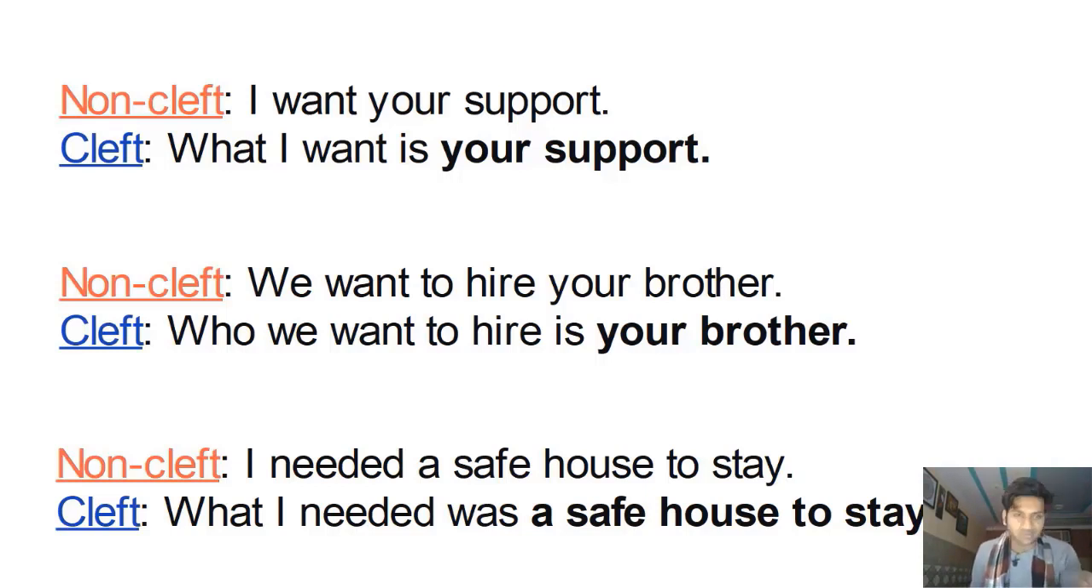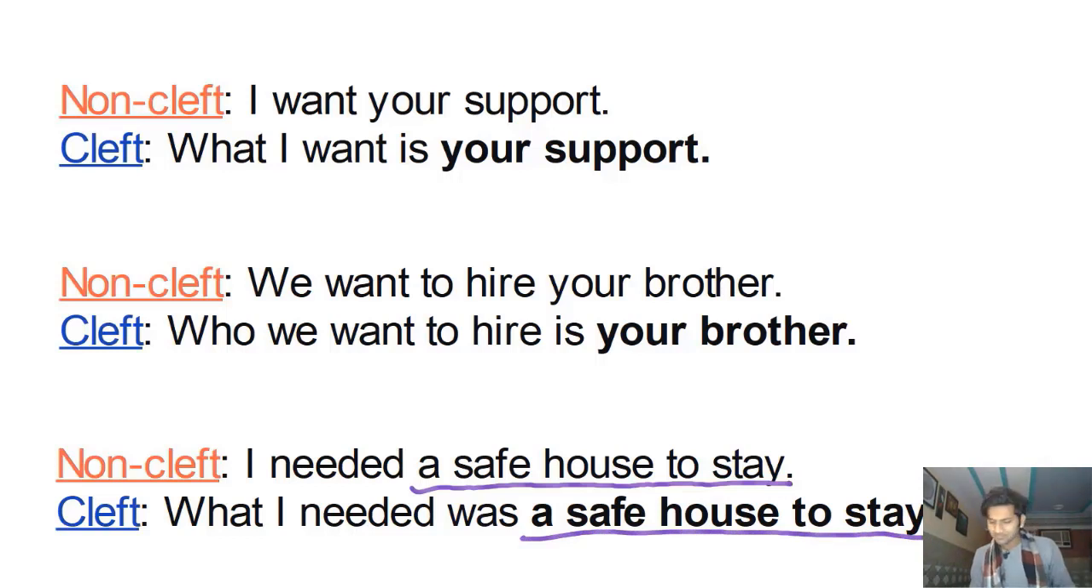Another example, non-cleft: I needed a safe house to stay. I needed, simple past tense, all right? I needed what? A safe house to stay. What I needed was a safe house to stay. Hey, what did you need? A safe house to stay. What I really needed was a safe house to stay. This is what I needed, right? So this is how we form a WH cleft sentence.